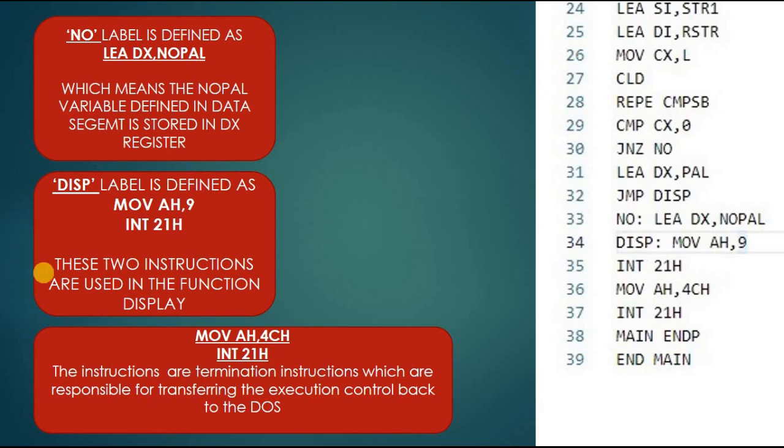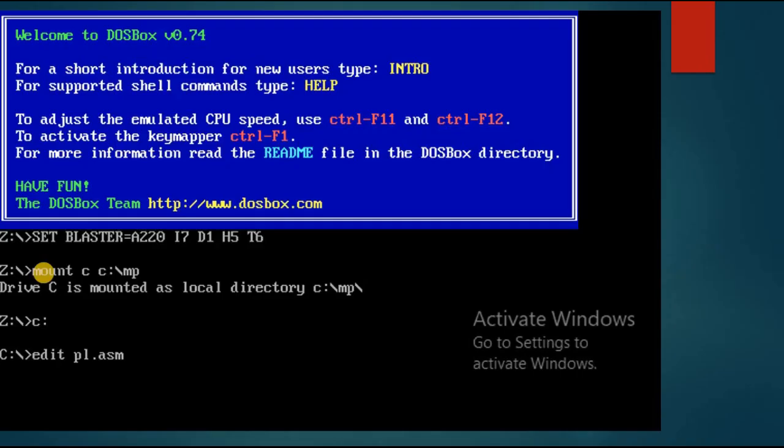Now, let us see the execution of the program. After opening the DOS box, first we have to type mount C colon / and MP. MP is the folder in which I have stored the MASM file. And the next command will be C colon, and in the next command line we have to type the program. For that, we have to type the command edit space file name. In this case, I am giving the file name as pl.asm.